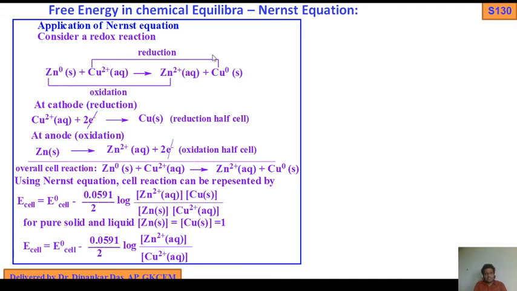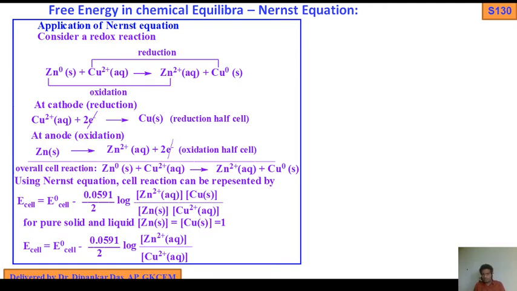So suppose this is the redox reaction. Consider a redox reaction where zinc goes to zinc 2 plus aqueous, and copper 2 plus aqueous goes to copper solid. Zinc 0 to zinc 2 plus is oxidation, and copper 2 plus to 0 is reduction. So that means zinc is involved in oxidation. Oxidation means anode. Copper 2 plus reduction means cathode.